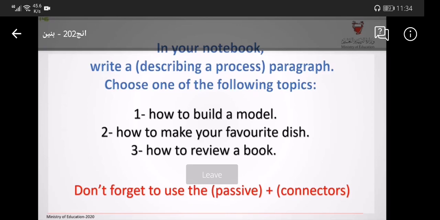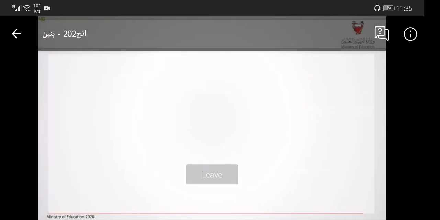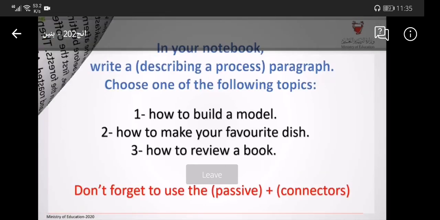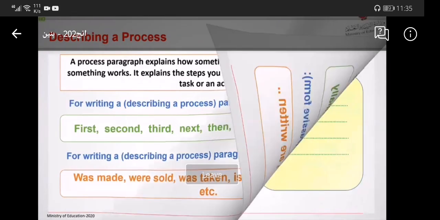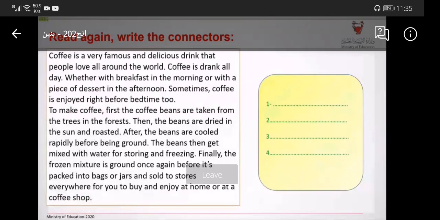Okay, let's move on to the next slide. I'll show you an example of a process paragraph. This is an example of a process paragraph. We already took it in the previous slide.